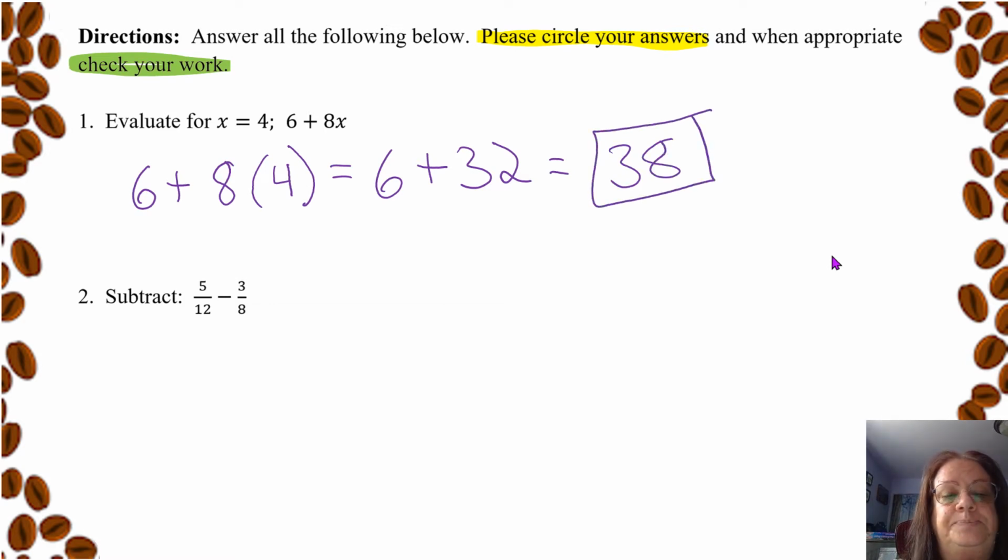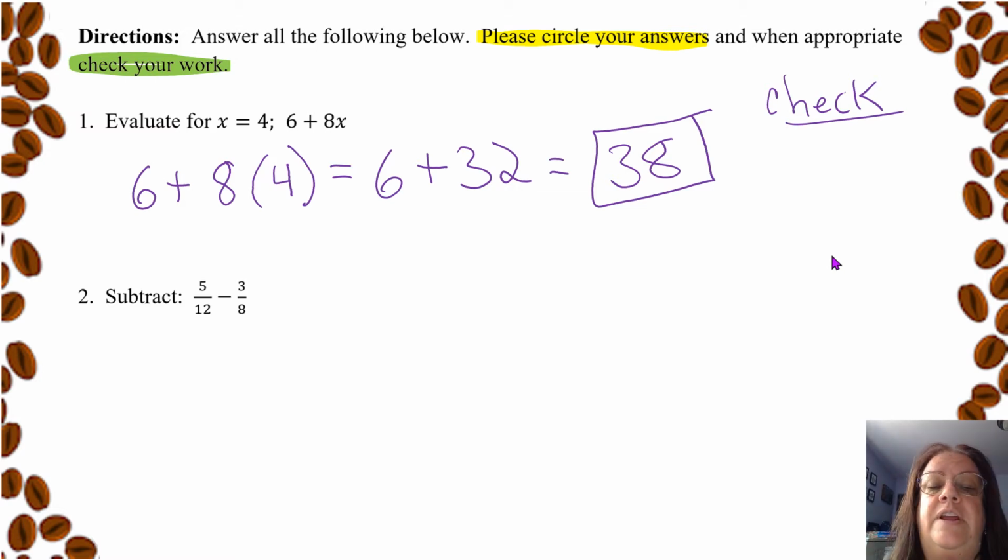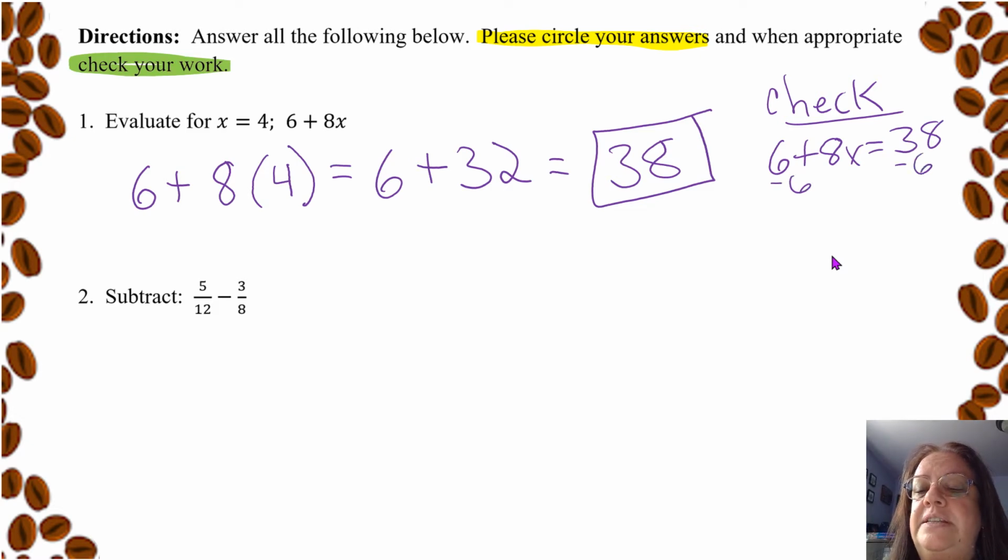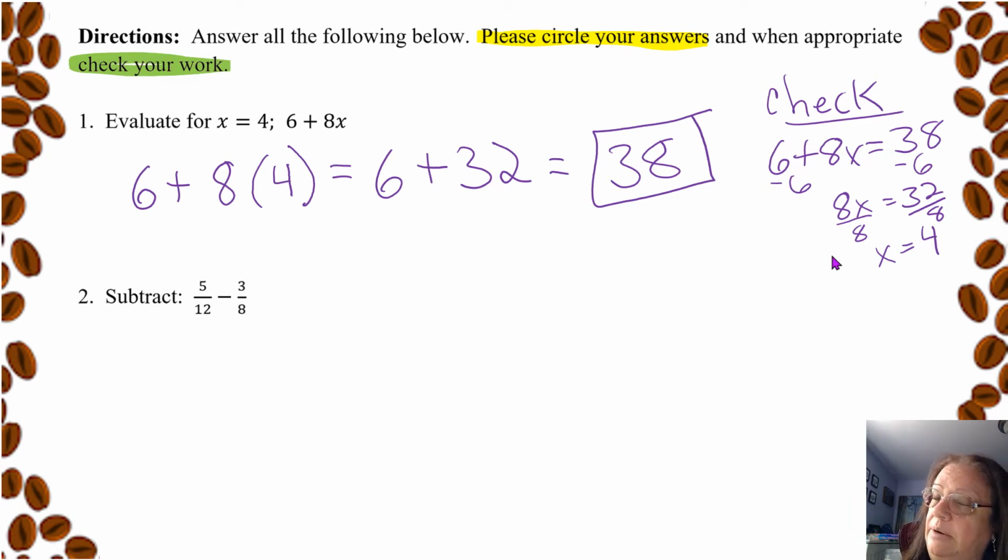Okay, so how do we check this? What we're going to do is set this equal and see if x comes out to be 4. So we have 6 plus 8x equals 38. So I'm going to subtract 6 from both sides. 8x equals 32. Divide both sides by 8. Sure enough, x is 4. 32 divided by 8 is 4. There we go. We've checked it.